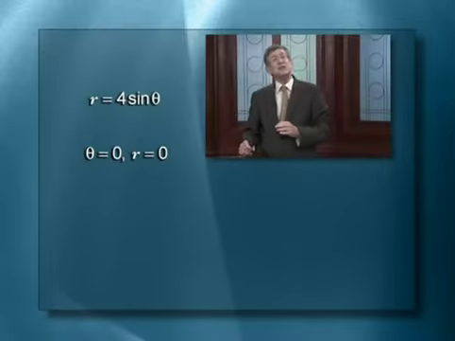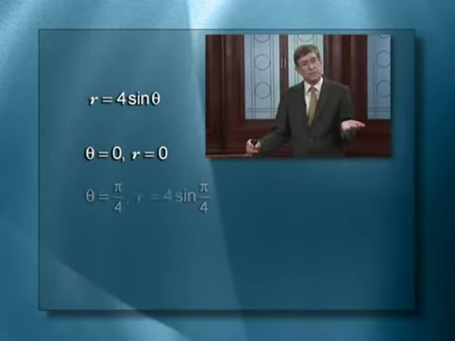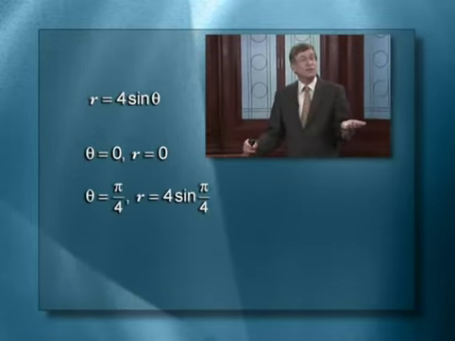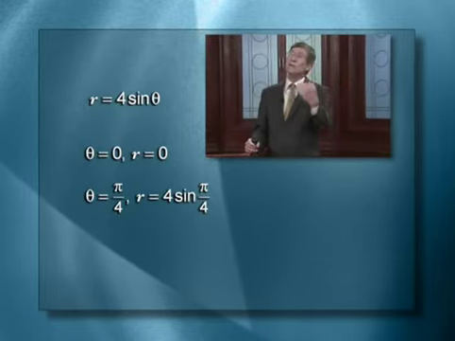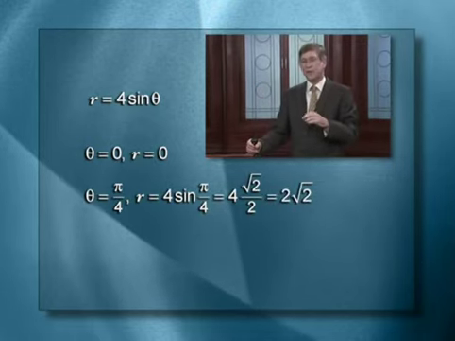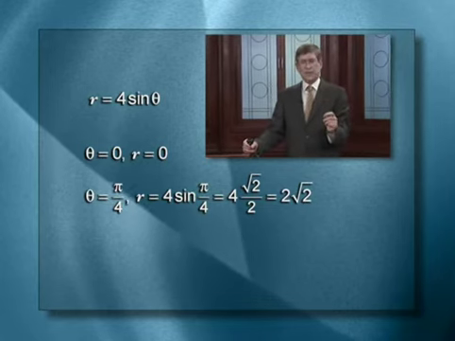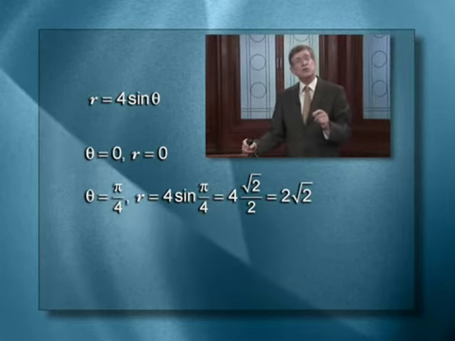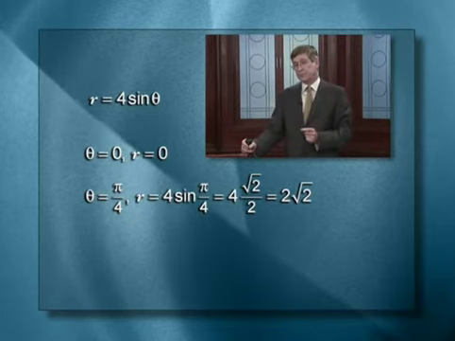So when theta is 0, r is 4 sine 0, so r is also 0. When theta is, say, pi over 4, r is 4 sine pi over 4. Sine of pi over 4 is square root of 2 over 2, so r is 2 root 2. So whatever this curve looks like, it starts at the origin, and then it goes out a distance 2 square roots of 2 when the angle is pi over 4.